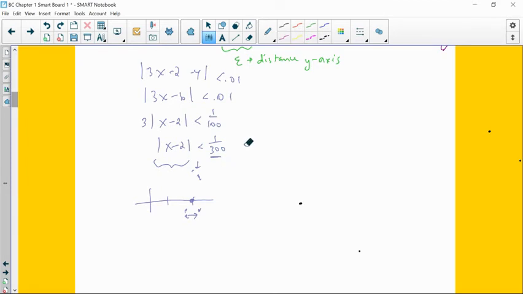So in this case, I'm going to choose my delta to equal 1/300th. As long as you're within 1/300th on the x-axis, your epsilon would hold true. And then you could even generalize that. So I'll go through the process again.